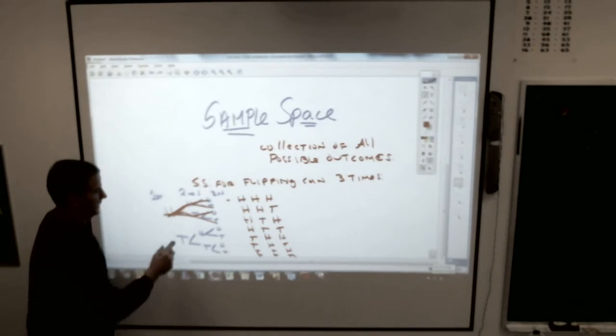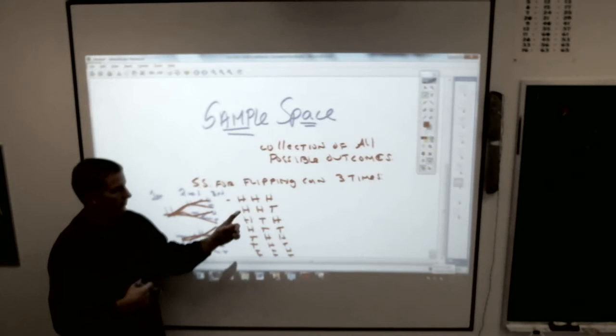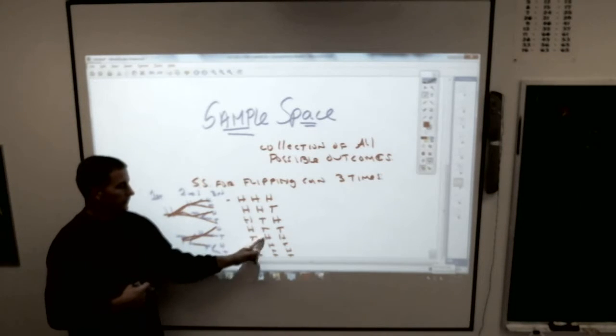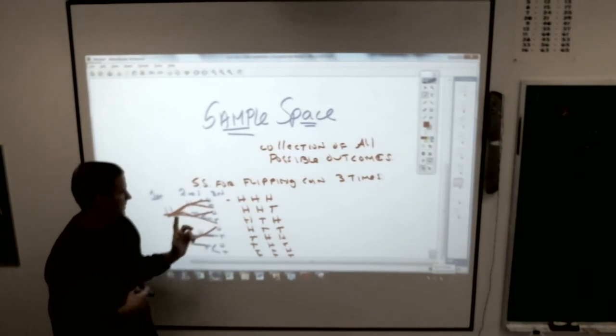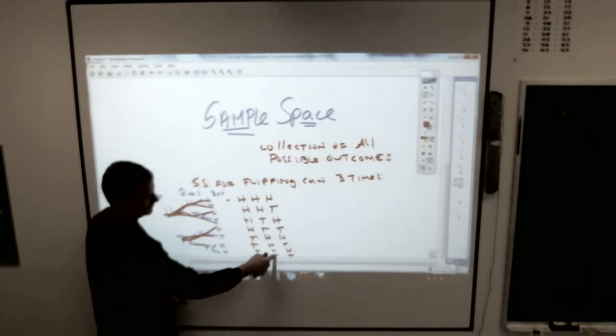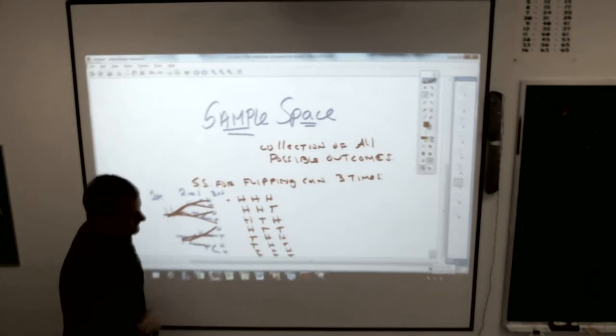So how big is your sample space if you flip a coin 3 times? How many different outcomes are there? 1, 2, 3, 4, 5, 6. Where did I miss one? Which one did I miss? Head, head, head, head, head, tail, head, head, tail, tail. Oh, I got them there. I just didn't count this. 1, 2, 3, 4, 5, 6, 7, 8. Your sample space has 8 different combinations.